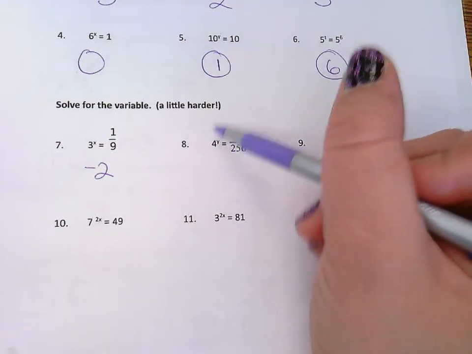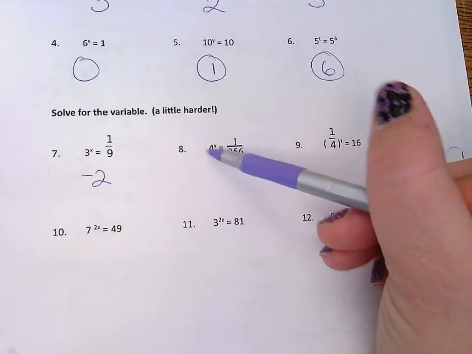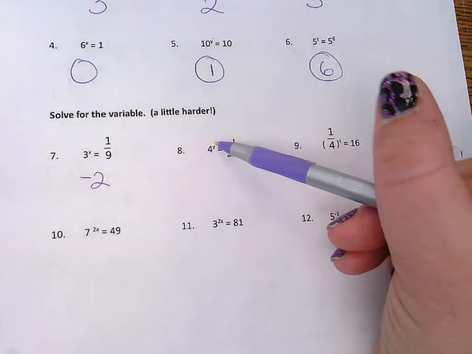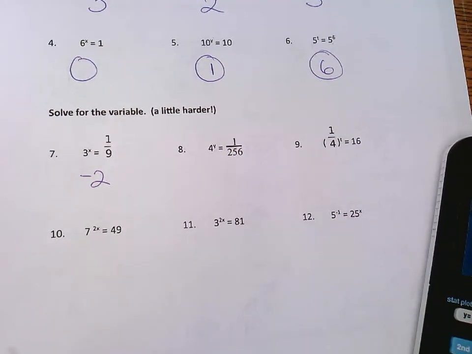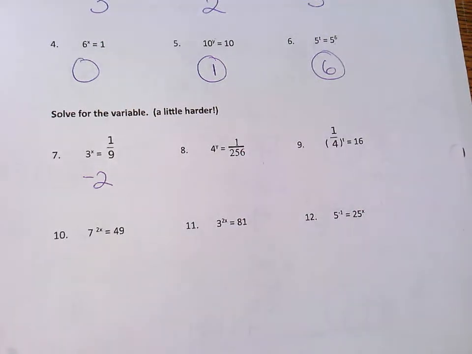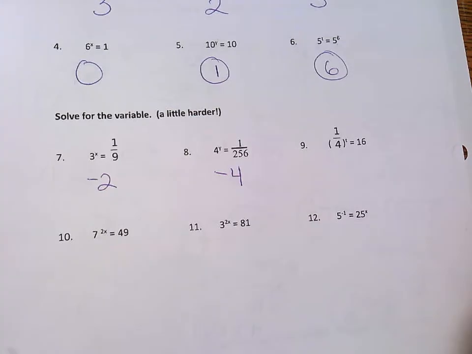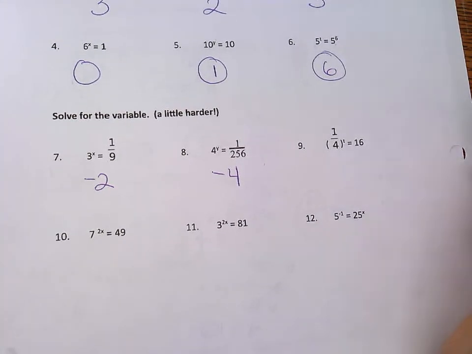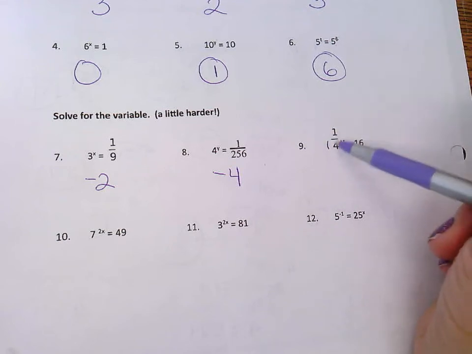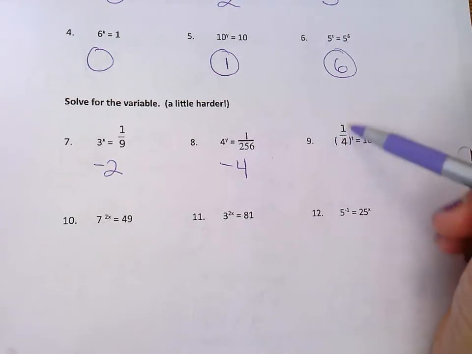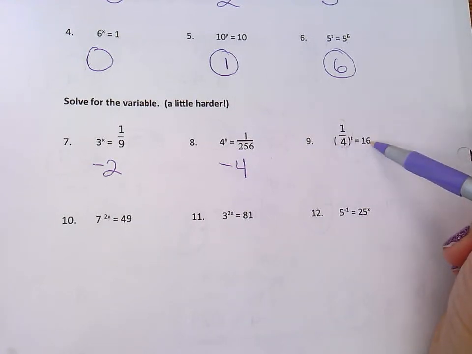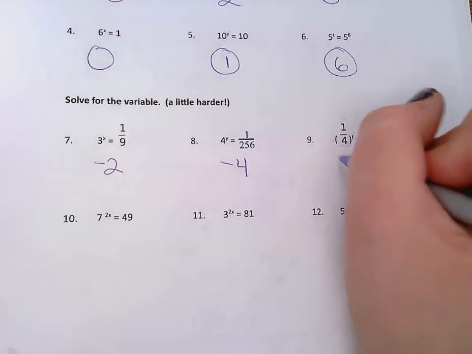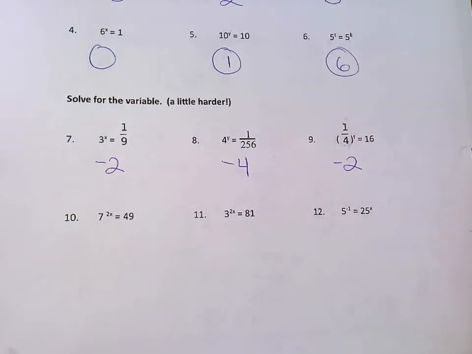Same thing here. So I'm going to have a negative exponent to flip it over. I don't know 4 to what power is 256. I think it's the 4th power. Yep. So if it's the 4th power, negative 4 would be the answer. So here I'm starting with a fraction and then I'm getting a whole number. So I must have to, again, flip this over using a negative exponent. And 4 to what power is 16? 4 squared. So I must have to use the negative exponent.